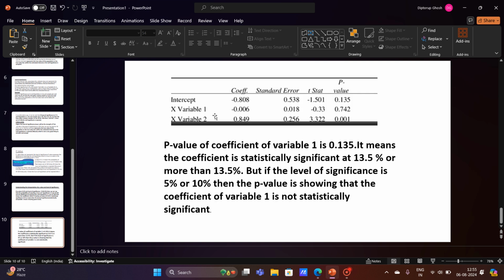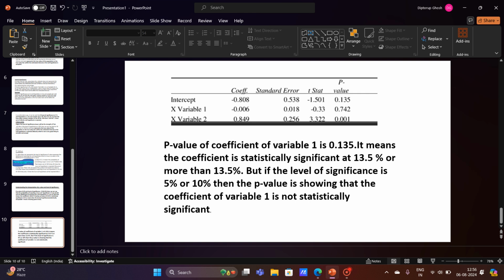Here, as you can see, our x variable 1 has a coefficient of minus 0.006, and that coefficient has a p-value of 0.742. I have taken the value as 0.135, but still we can understand it by this value also. The p-value of the coefficient of variable 1 is 0.135. It should actually be 0.742, but if you can understand the interpretation with the help of 0.135, then you can easily understand the interpretation with the help of 0.742.